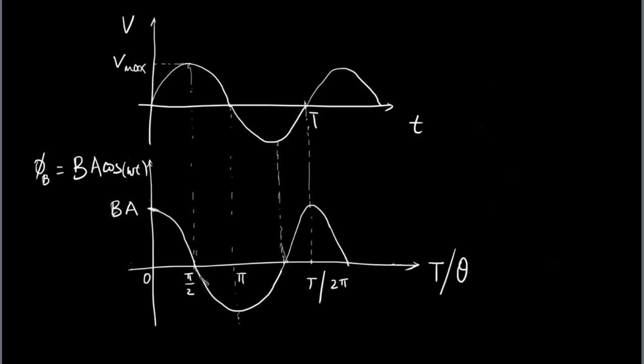And so the magnitude of the changing rate is decreasing until the loops rotate to angle pi. The magnitude of the changing rate of phi B is 0. So that is EMF 0. So these two diagrams are related with each other.